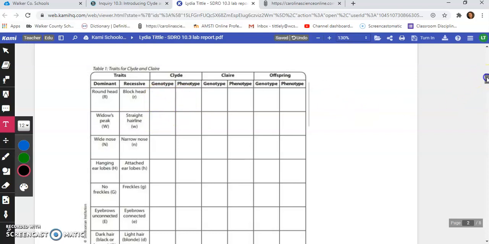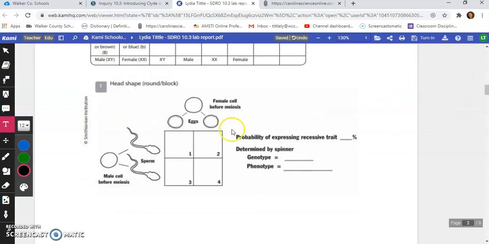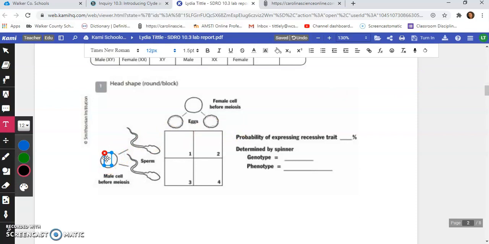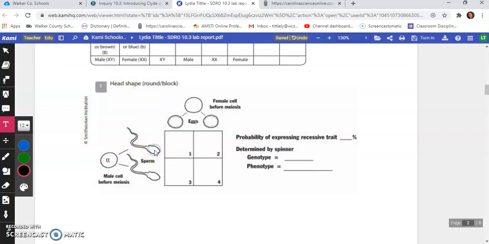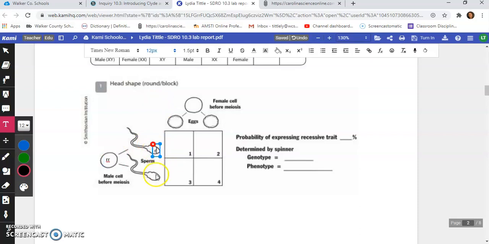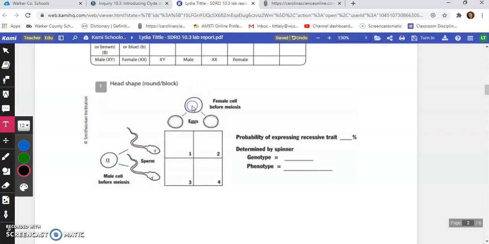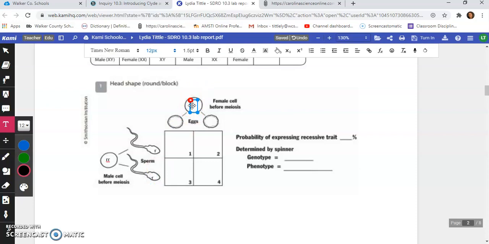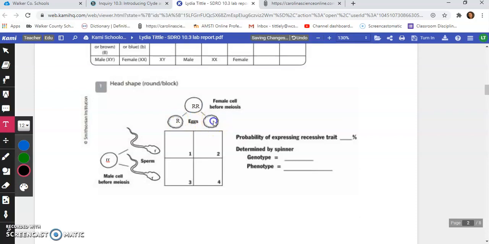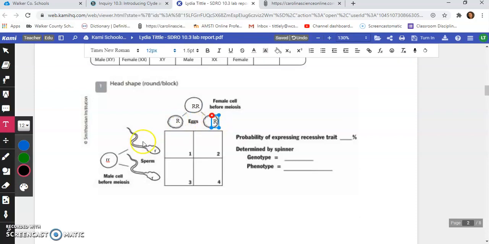So you would come down to this section, and let's say that for Clyde, I had gotten little r for head shape, so I would put little r here. And let's say for Claire, just for example's sake, let's say I got big R, so I would put one of those big R's here, and one of those big R's here. Then to find out what their child had, I would do the Punnett squares.